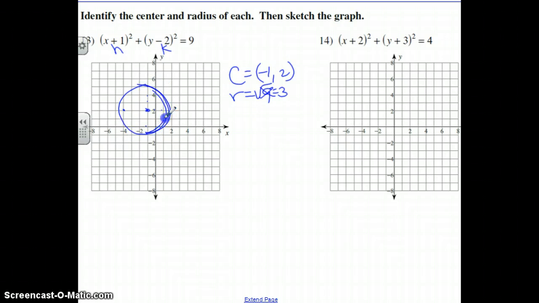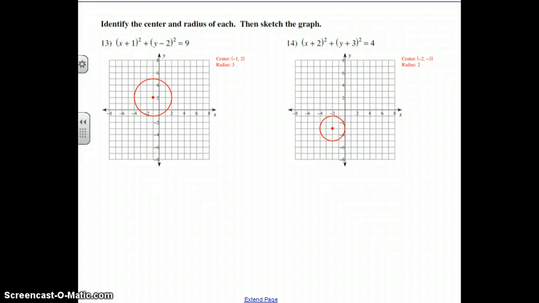Oops, looks like I missed a little bit over here. I'll do the same thing over here. Looks like the center here is -2, 3 with a radius of 2. So when all is said and done, you should get a circle with center at -2, 3, and the radius is just out 2 in every direction, north, east, south, and west.